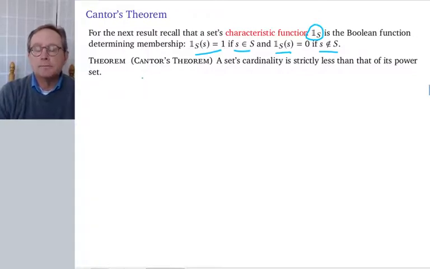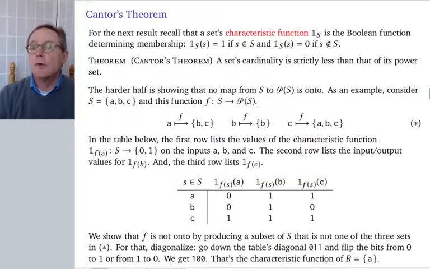We know that. And I'm going to show you that there are as many problems as there are real numbers, as there are elements of the power set of the naturals. So that's what it has to do with the theory of computation. And the harder half is showing that no map from S to the power set of S is onto.